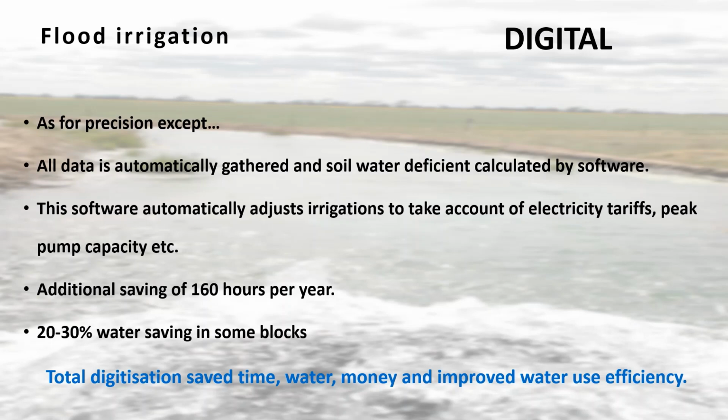So this digital system also allows more complex irrigation, such as pulse irrigation, where regular short irrigations are given to areas where soil has poor infiltration. This is because the digital system is collecting data and recalibrating the soil moisture deficit all the time, or at a very regular interval. And such irrigation, such as pulse irrigation, resulted in a 20 to 30% saving in water on these blocks. So the total digitisation resulted in the grower saving time, saving water, saving money, and having improved water use efficiency.